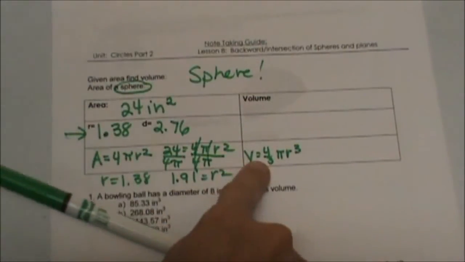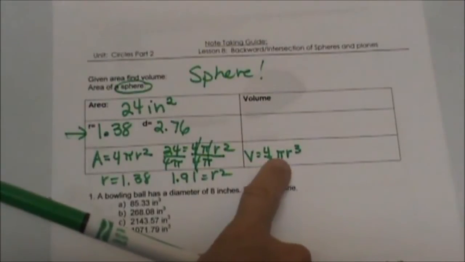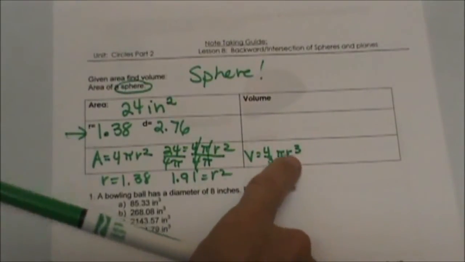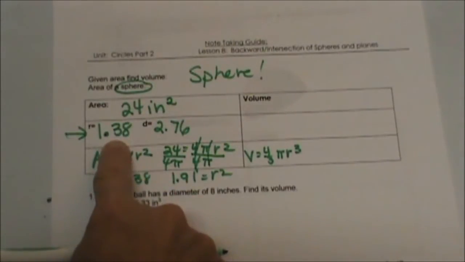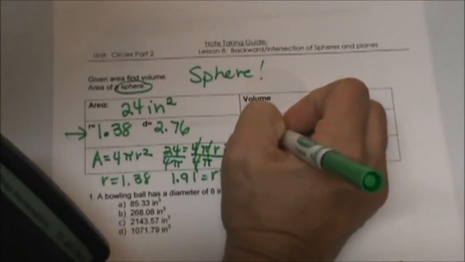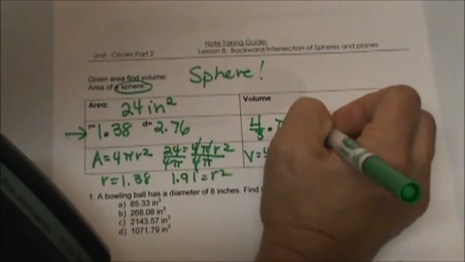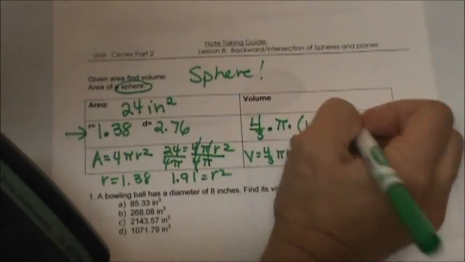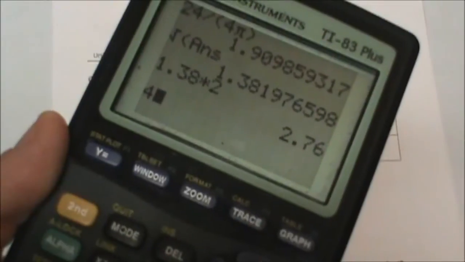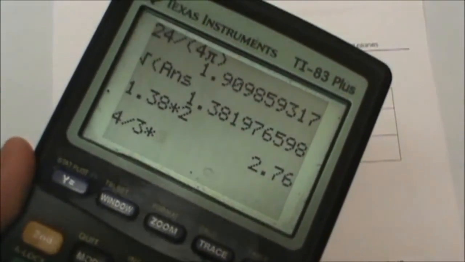Okay, so for the volume formula, I've jotted it down here. It's 4/3 pi times radius cubed. Remember to cube it. Okay, so we need the radius, so let's go back over here and plug in our radius. So we're going to take 4/3 times pi, times 1.38 quantity cubed, and I can just put that all in the calculator at one time. So I'm going to do 4 divided by 3. I don't need a bracket because I don't need the pi on the bottom.